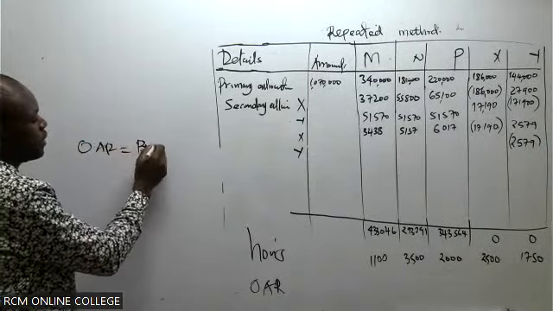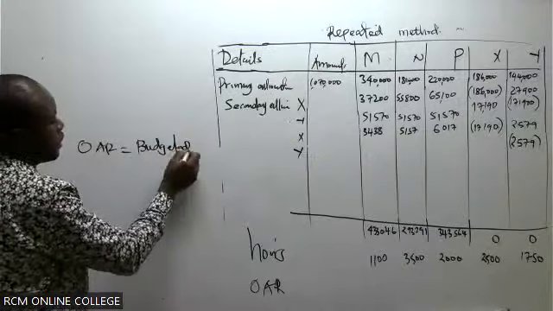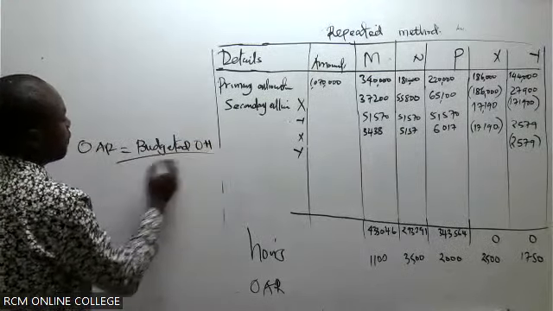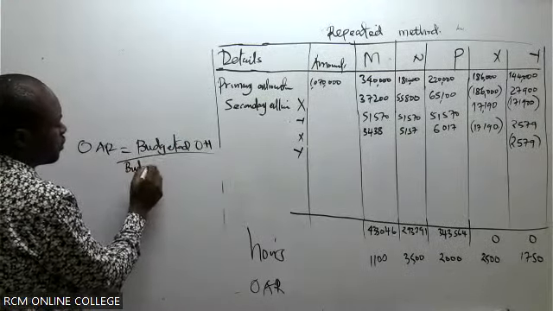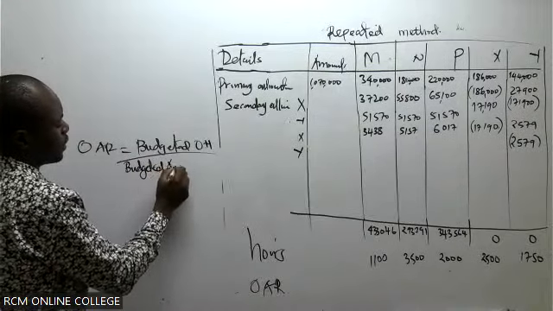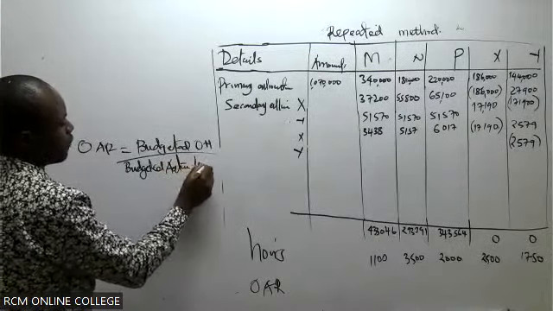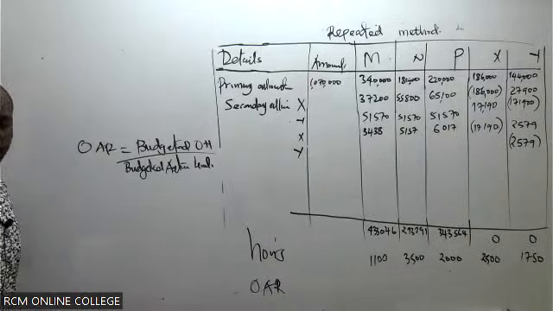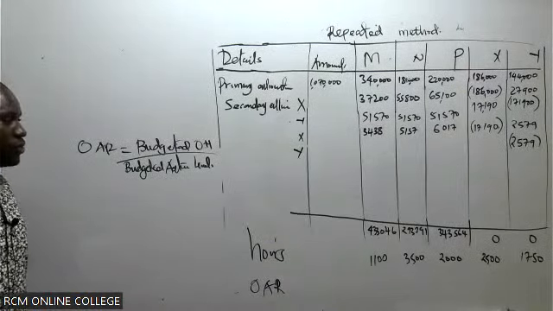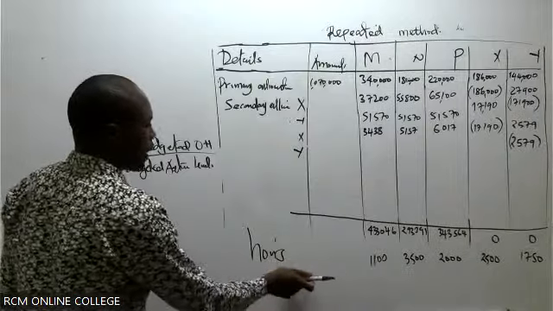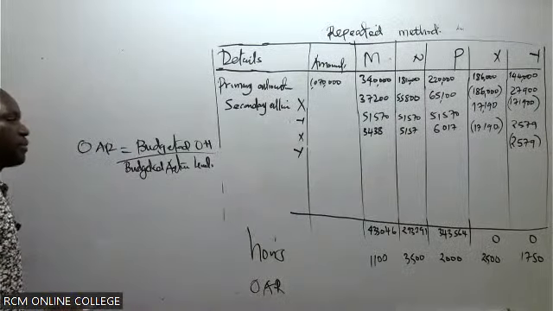Is equal to budgeted overheads divided by budgeted activity level. Here, they are now requesting us to give them the overhead absorption rate for the departments.